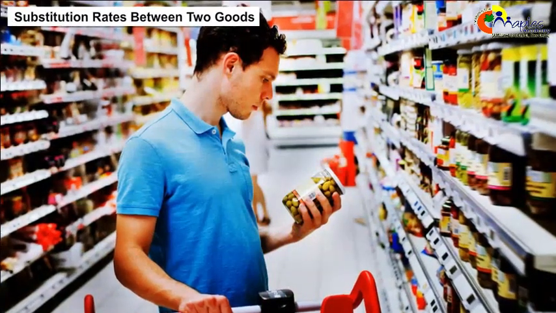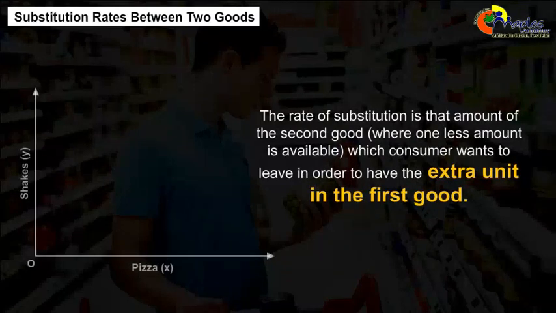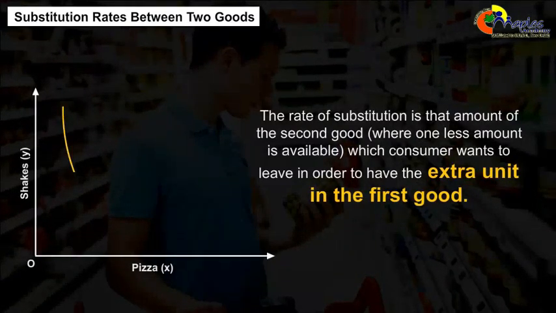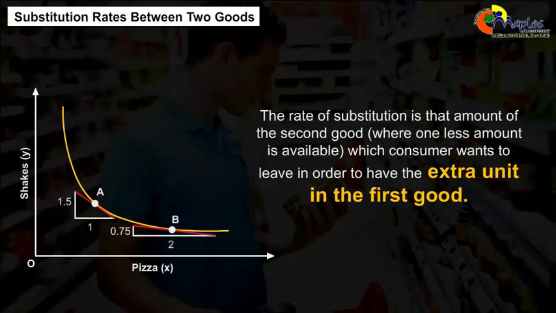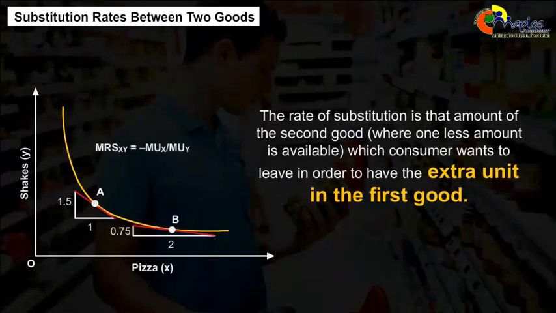Substitution rates between two goods. The rate of substitution is the amount of the second good that the consumer is willing to give up in order to have one extra unit of the first good.